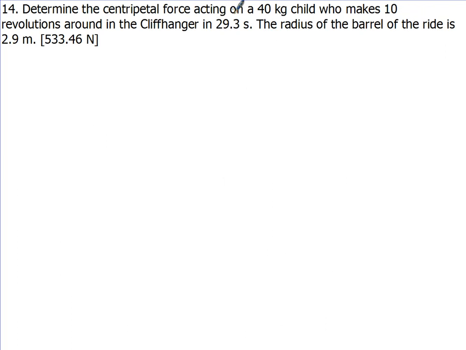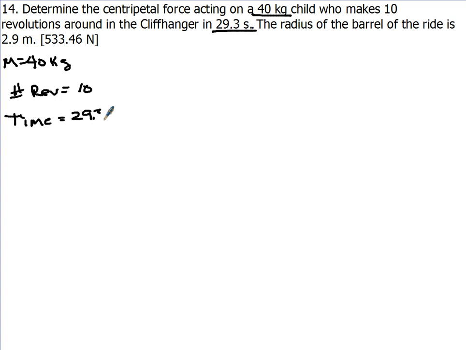Now determine the centripetal force acting on a 40 kilogram child. So this is my mass, who makes 10 revolutions around the cliffhanger in 29.3 seconds. So this is my total time. And the radius of the barrel ride is 2.9.